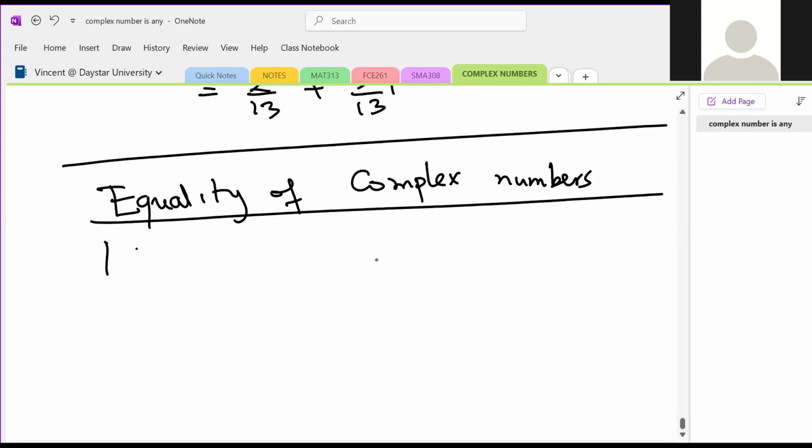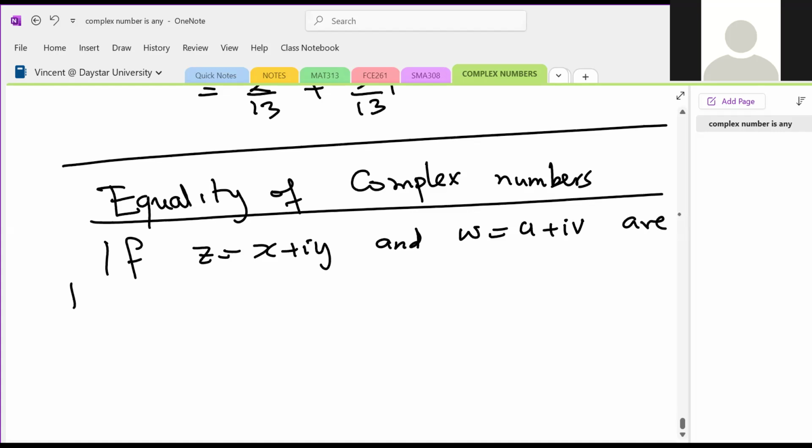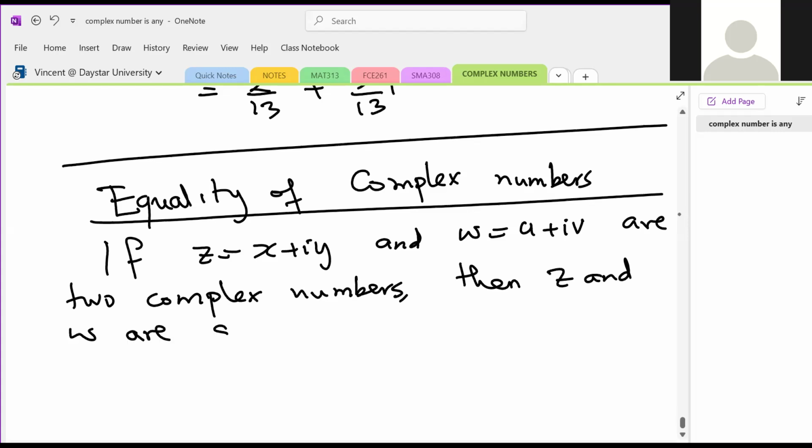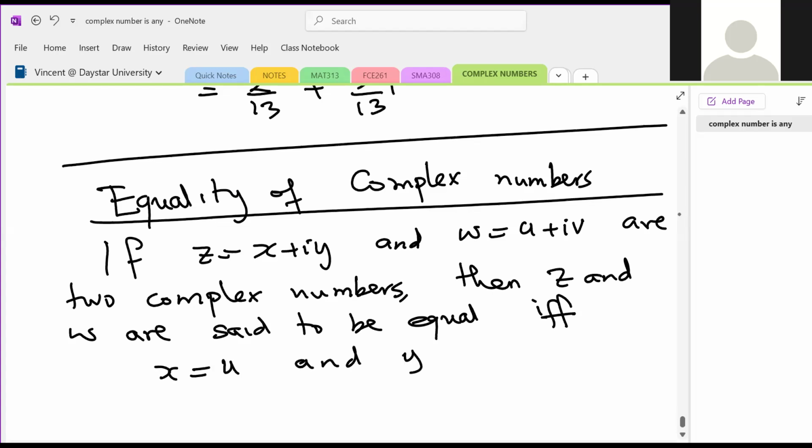So if z equals x plus iy and w equals u plus iv are two complex numbers, then z and w are said to be equal if and only if x equals u and y equals v. Otherwise, they are unequal.